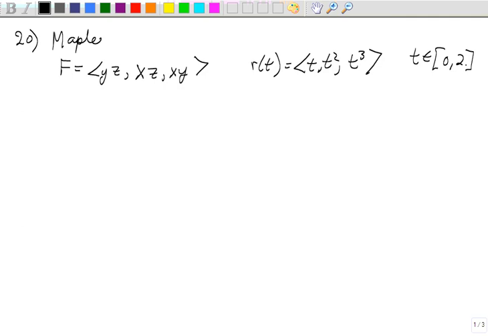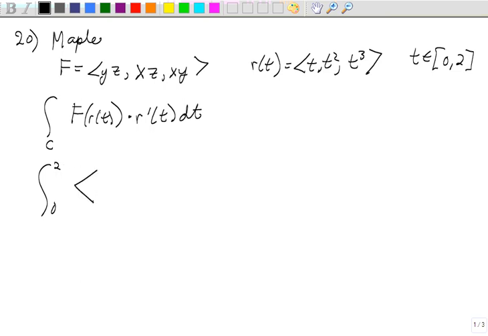Yeah, this one's pretty simple without Maple because I'm just integrating over C f of r of t dotted with r prime of t dt. So I'm just going to integrate 0 to 2 of y, z, x. So multiply those, you get t to the fifth. xz is t to the fourth. xy is t cubed. I'm dotting that with r prime, which is 1, 2t, 3t squared.